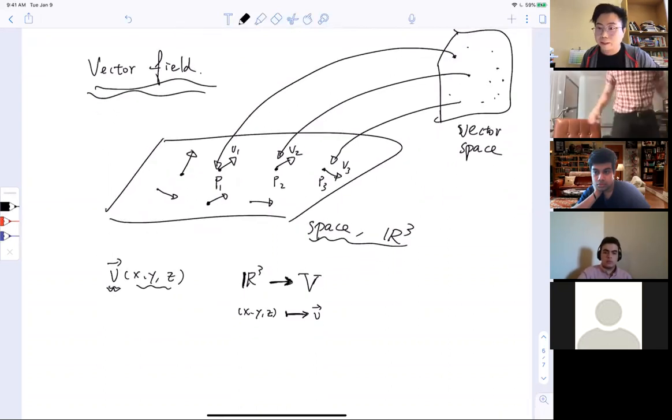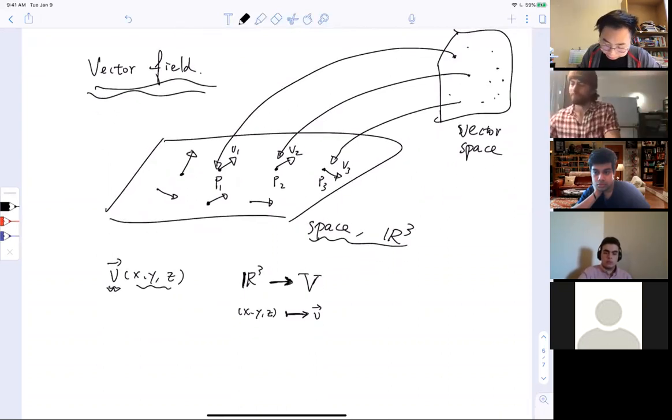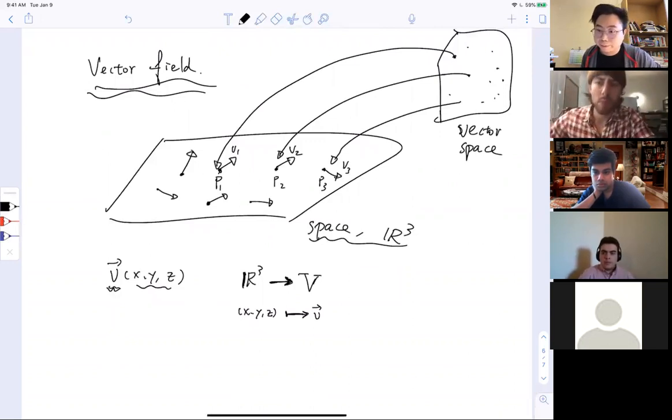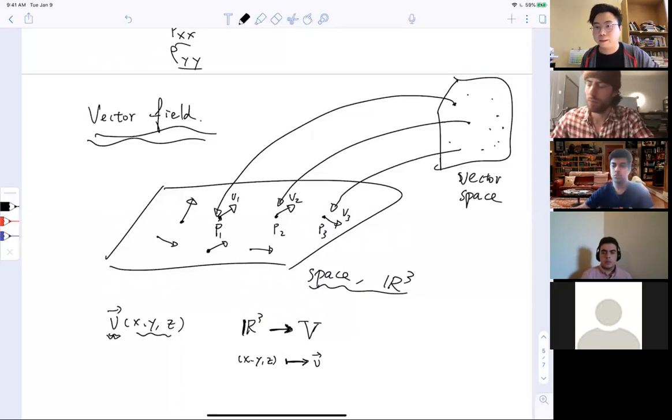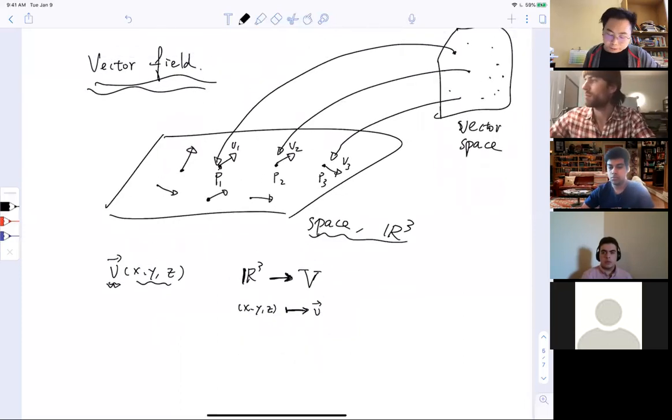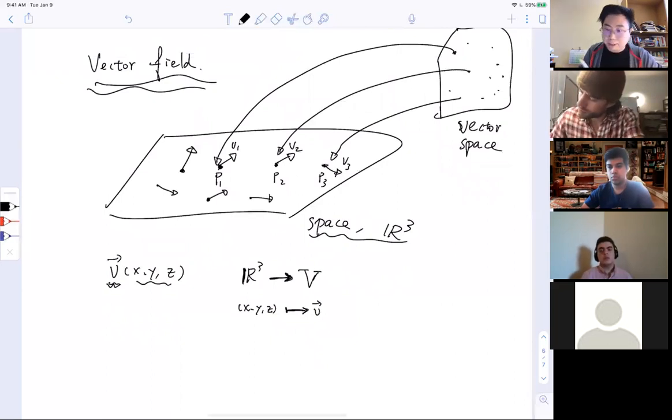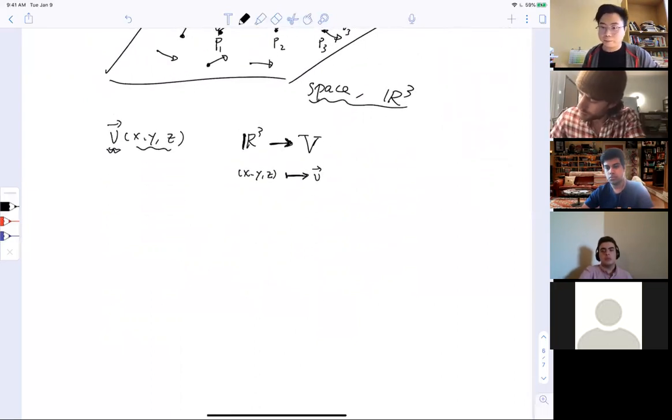Okay, for a tensor field, similarly, at every point you assign that point a tensor. That is a tensor field. And for the scalar field, you can regard a scalar as a rank 0 tensor, right? So a scalar field is where you assign each point a scalar. A scalar is just a number. There's no component, 0 components. That is why we call it a rank 0 tensor.